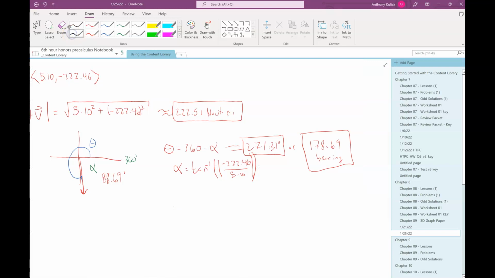But this should all look relatively familiar. It's essentially the same process we were using before. We've just formalized it with vector notation now, right? But it's the same thing that we did in first semester for this kind of a process, so it should feel pretty familiar.